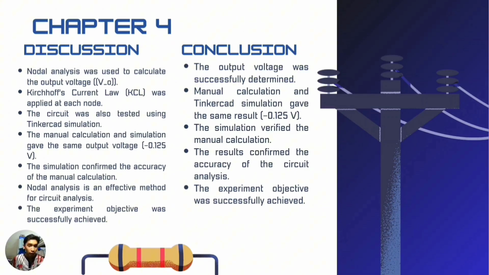Here is the conclusion of this chapter: the output voltage was successfully determined. Manual calculation and Tinkercad simulation gave the same result, which is negative 0.125 volt. The simulation verified the manual calculation. The result confirmed the accuracy of the circuit analysis, and the experiment objective was successfully achieved.